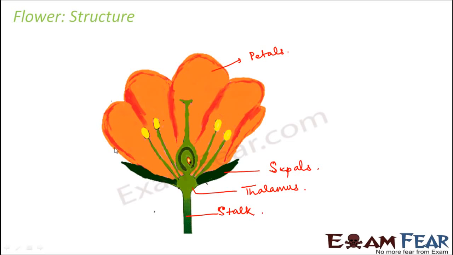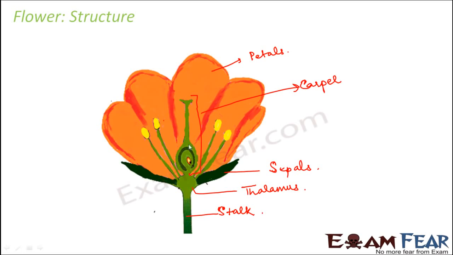Now if you observe the internal structure of the flower, from outside you will be able to see only the petals, sepals and the stalk. But if you peep into the center in between the petals, you can see a structure like this, a swollen base with a tube-like structure at the center. This entire structure is the carpel.